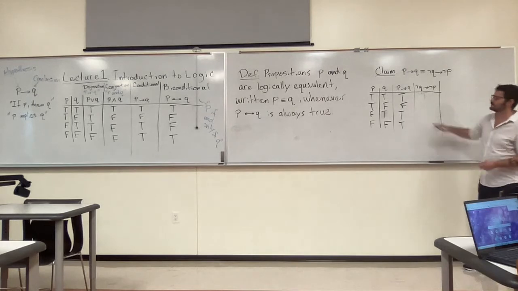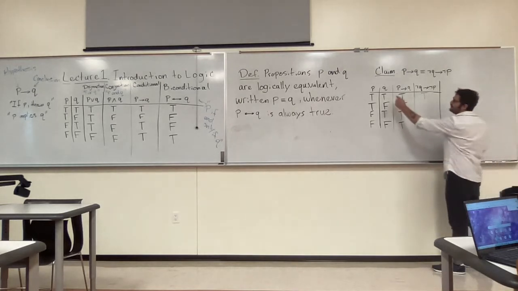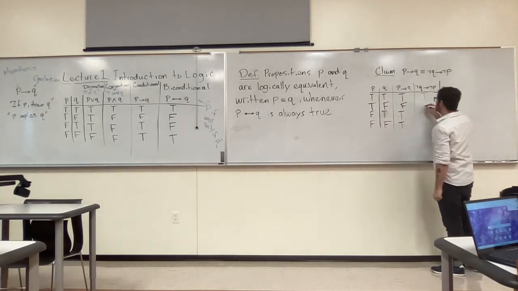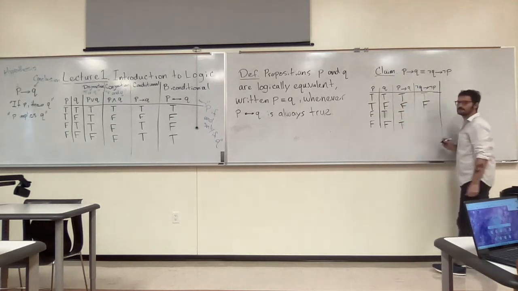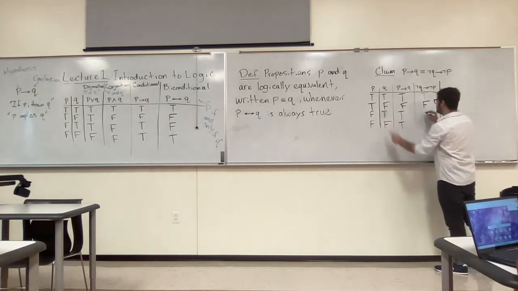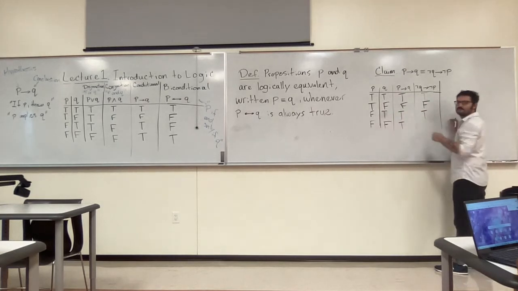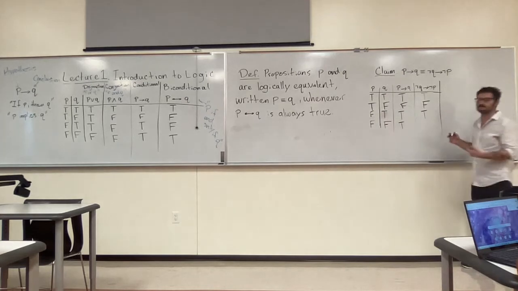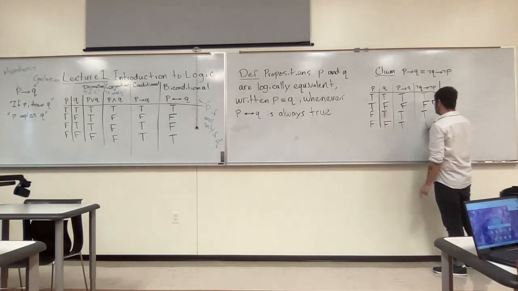So again, let's go back and look at this column now. False implies false is true. True implies false is false. False implies true is true. Right? Anytime you have a false hypothesis, it leads to a true thing. And then true implies true.